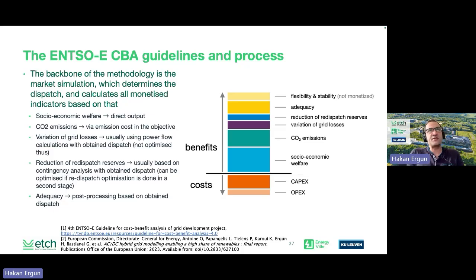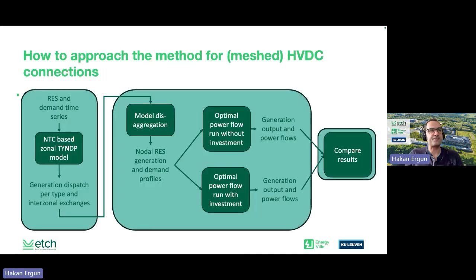Most of the time, the market clearing will be a linear model, so the variation of grid losses is usually done using power flow calculations with the obtained dispatch, and is usually not really optimized. For the reduction of redispatch reserves, again, usually this will be done using a contingency analysis with the obtained dispatch, and this could also be optimized. And the adequacy will be some post-processing based on obtained dispatch, and again, a flexible modeling of node or a fictitious energy not served generator.